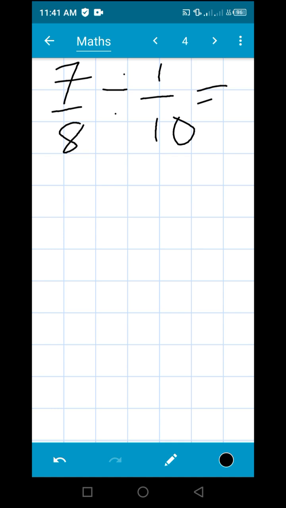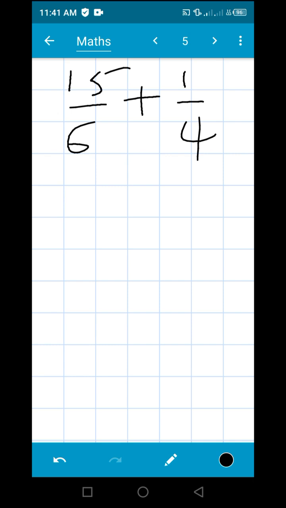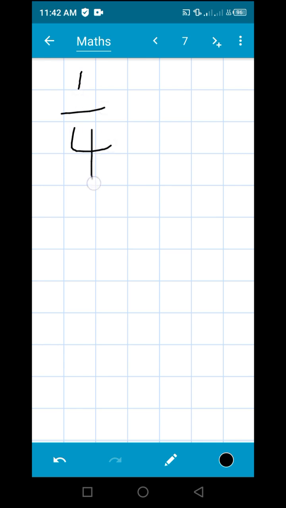The next question in our list is going to be 15 over 6 plus 1 over 4. You are still going to use the same strategy for addition to solve this question, and you are going to comment the answer below this video. And the next, 1/4 minus 4/5 is equal to. We are also going to use the subtraction strategy for this. Then comment the answer below this video.